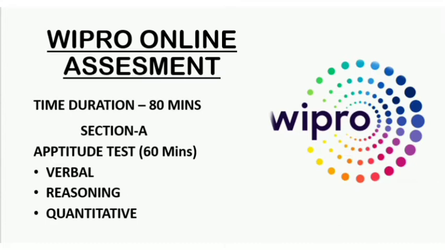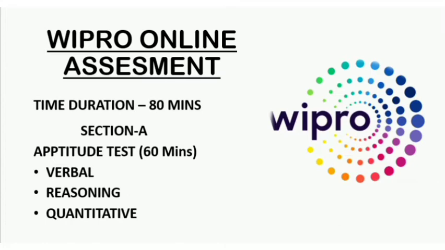In the first part, that is the aptitude test, which is conducted for 60 minutes, it has three categories: verbal, reasoning and quantitative. That means each section has 20 marks and 20 minutes. Each section has 20 questions. So the total aptitude test consists of 60 questions. The total time duration is 60 minutes.